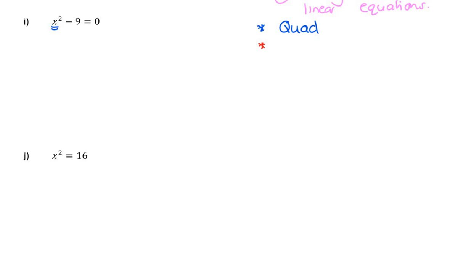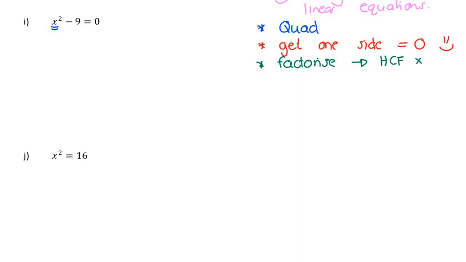Right, what's the first step when I'm solving a quadratic equation? I need to get one side equal to 0. Now in this case, yay, it's been done for me. That's wonderful. What's my next step? My next step is factorize. I need to have two factors multiplied together to give me 0. So I'm going to check for a highest common factor, and x squared minus 9 does not have one. So next I check for a difference of two squares. Is this a difference? Yes. Is it of two terms? Yes. Are they both perfect squares? Yes, they are.